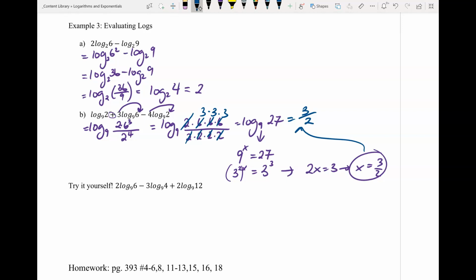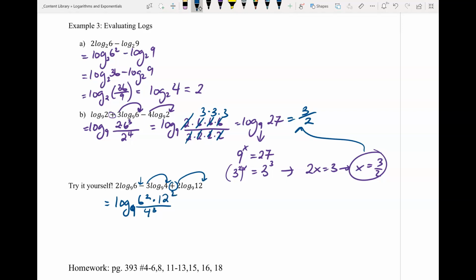All right, so here is the try it yourself solution. I'm going to combine my logarithms, and I can because we have a base of 9 in each of our terms. For the first one, we have log base 9 of 6 to the power of 2. And then this minus means that it's going to be at the bottom of a fraction, and this is going to be 4 to the power of 3. Because we have a plus, it's going to be in the numerator. The 2 will go with the 12, so that's 12 to the power of 2.